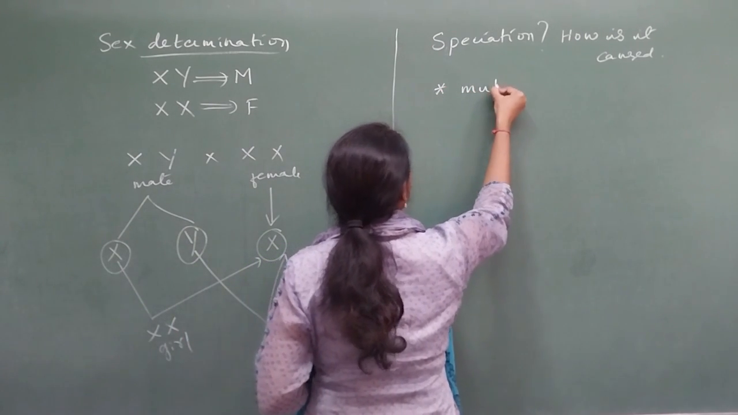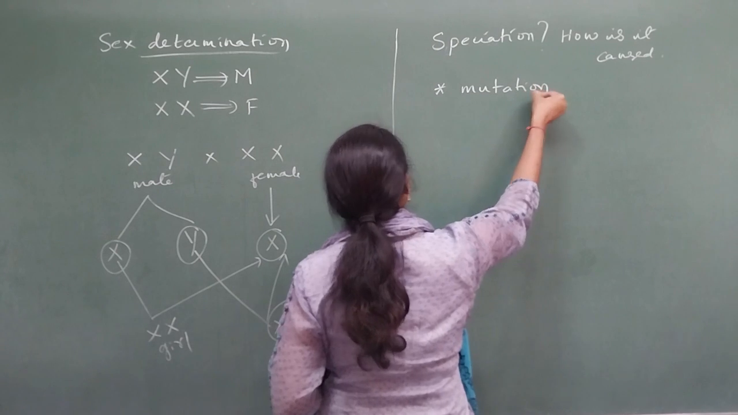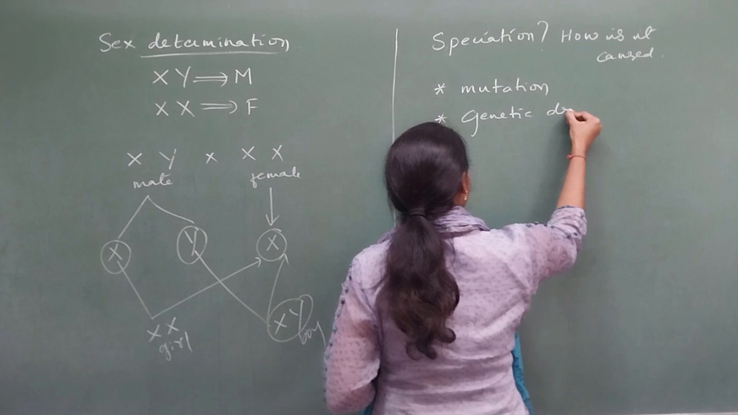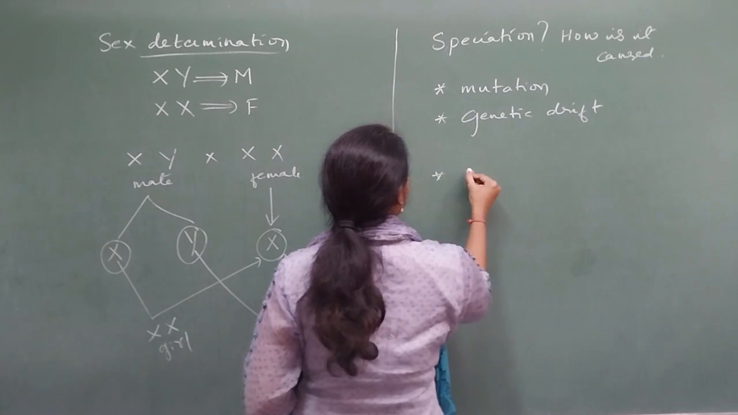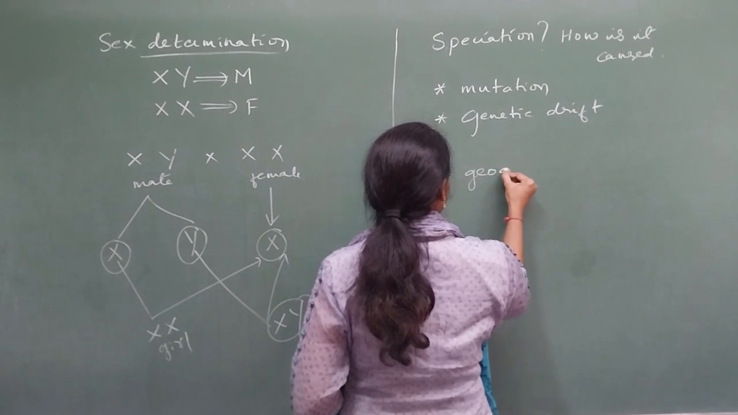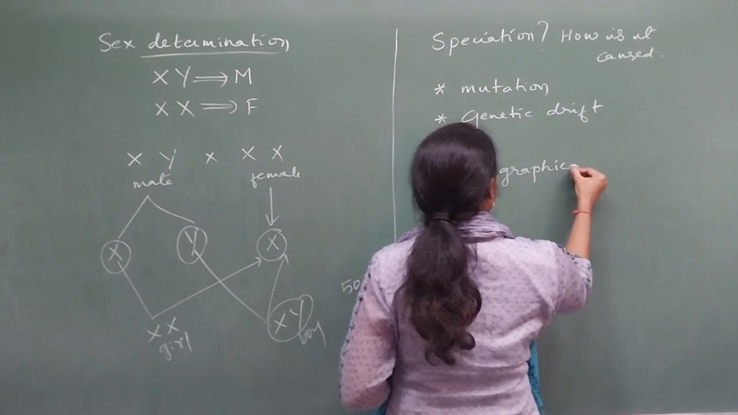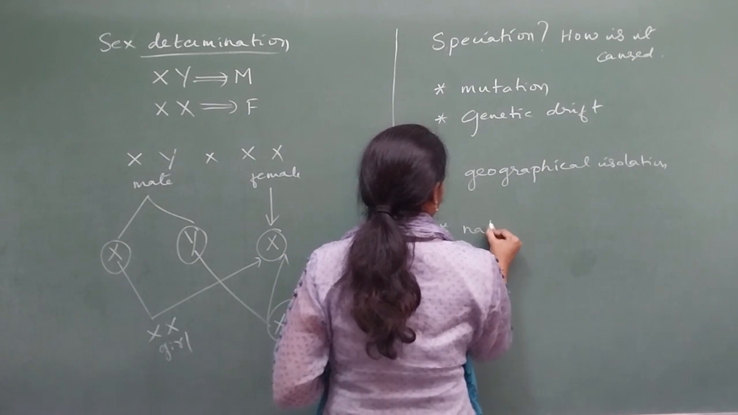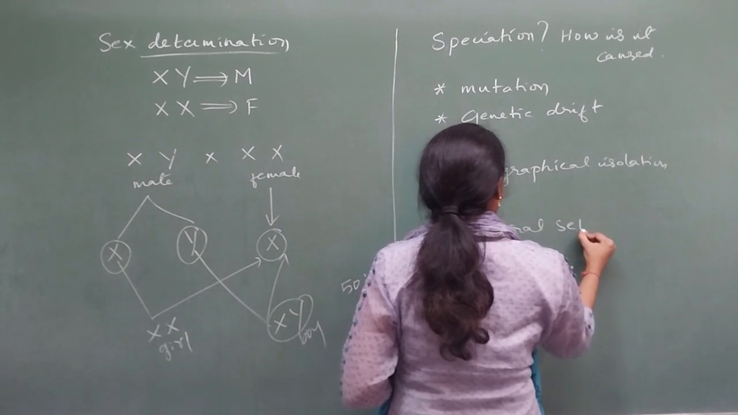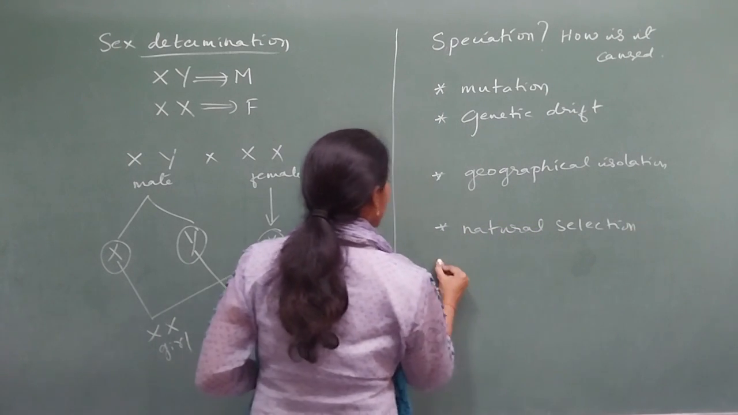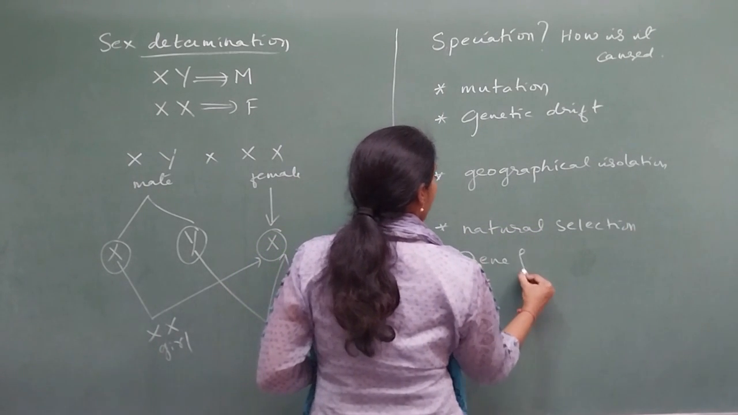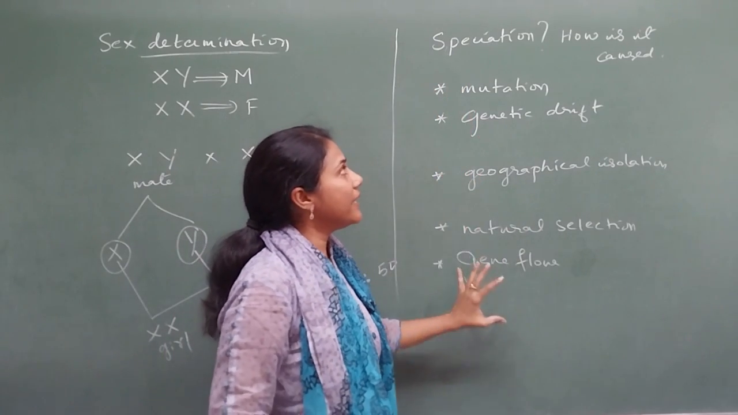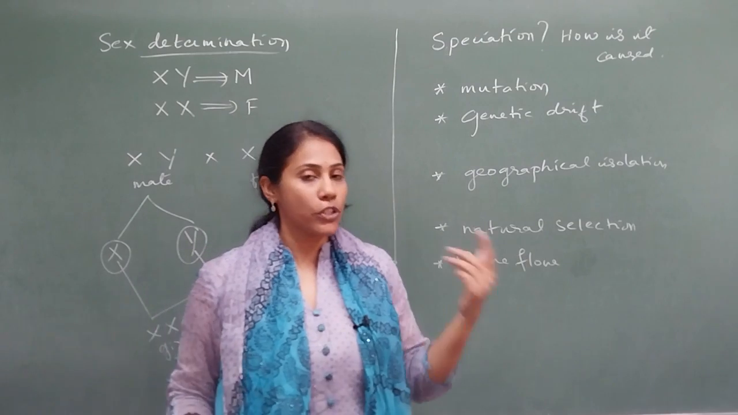Just for 2 marks, if it is asked, mention mutation, or genetic drift, or geographical isolation, or natural selection, or gene flow. So this is how speciation is caused. These are the reasons behind speciation. What is speciation? Formation of new species.